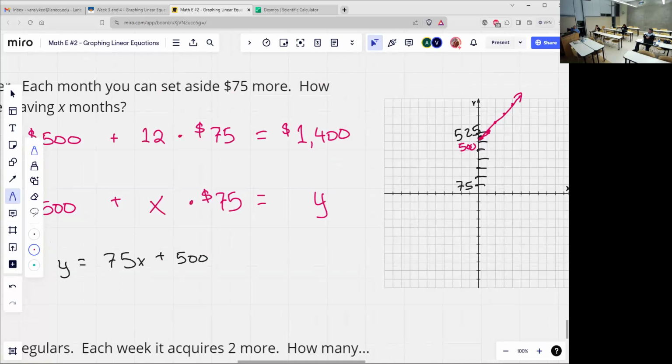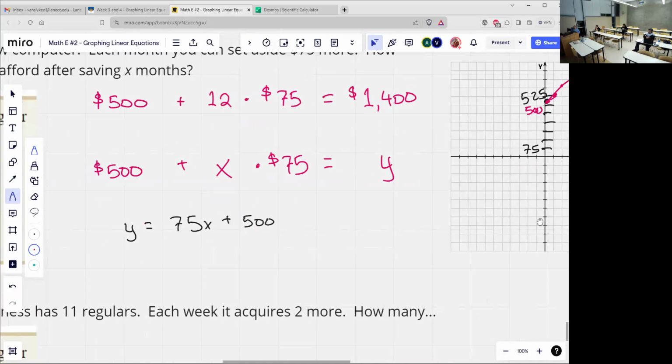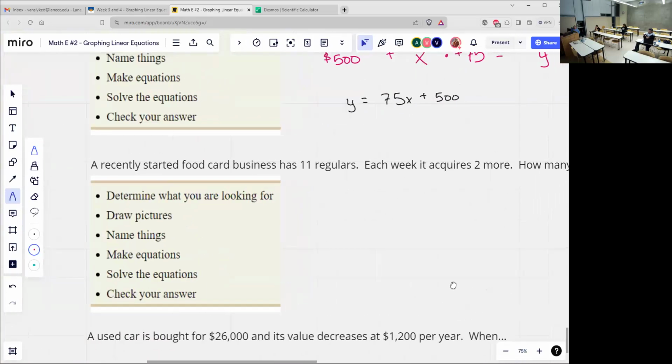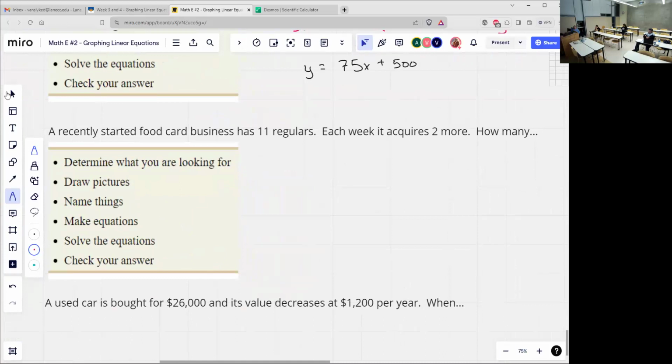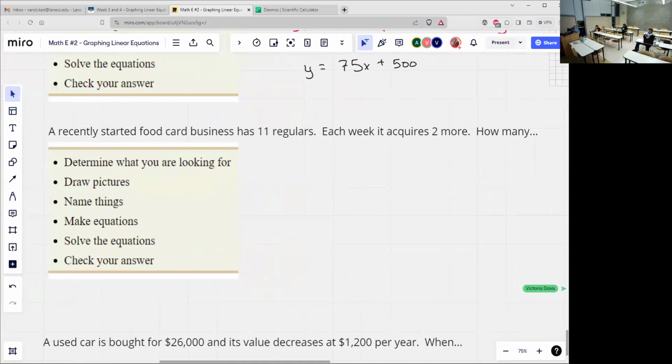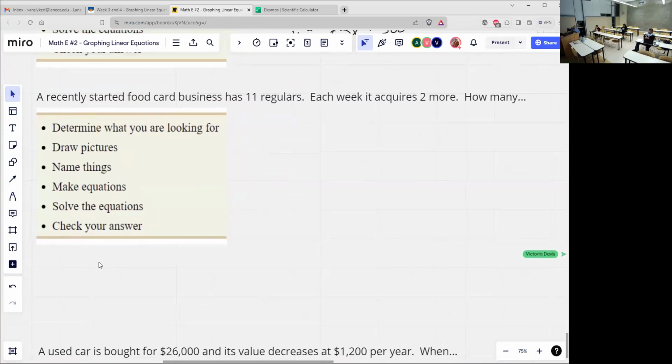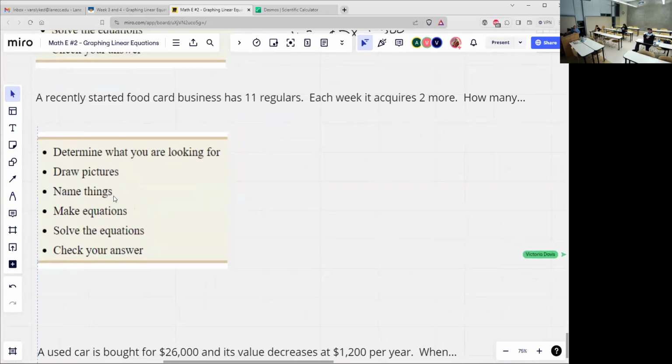There. So that's my growth line, right? Does it help to graph this? No. But you could if you needed to. Okay, next one. A recently started food cart business has 11 regular customers. Each week it acquires 2 more regular customers. What question are we asking?